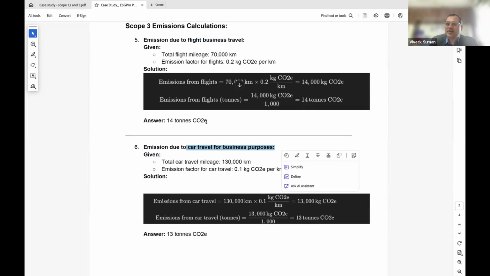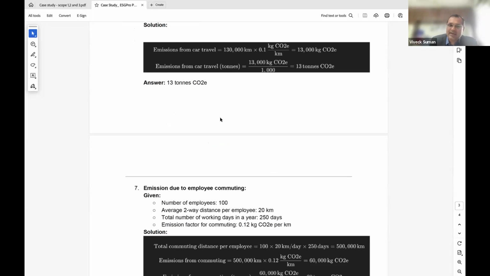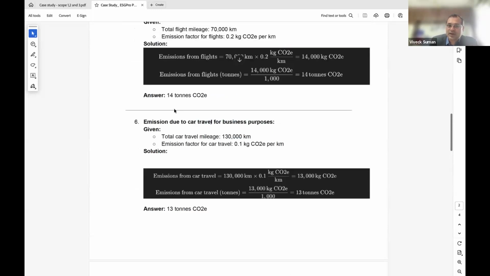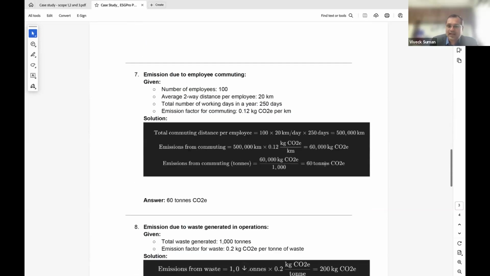Or do you have in mind you can report it in a different category here? It's the same category, right? Business travel is a category and employee commute is a category. You can keep it two categories here out of three. So 13 plus 14 you have to add, that becomes 27 tons of carbon dioxide equivalent.